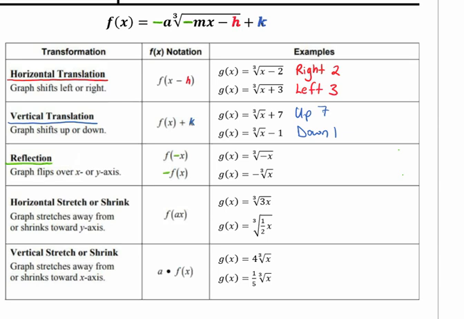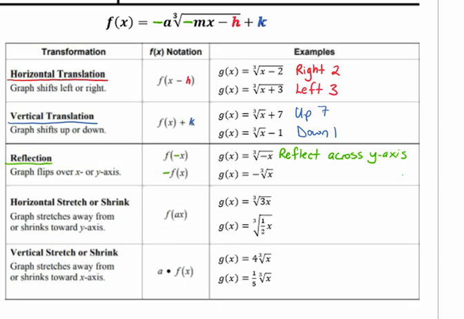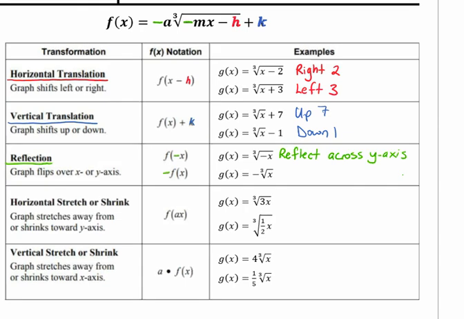The negative sign that we see in front of our a and in front of the m represents our reflections, and where the negative is depends on what type of reflection that is. So for example, if we have a negative on the inside with the x, this is going to be a reflection across the y-axis. And if we see a negative on the outside of the cube root of x, that's going to give us a reflection across the x-axis.